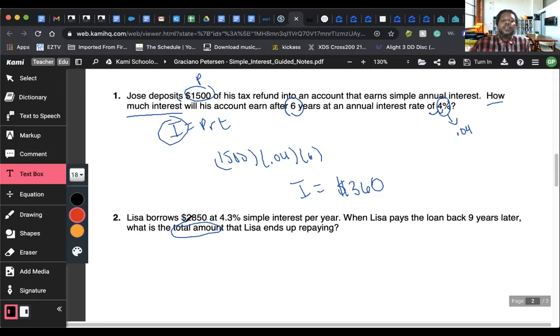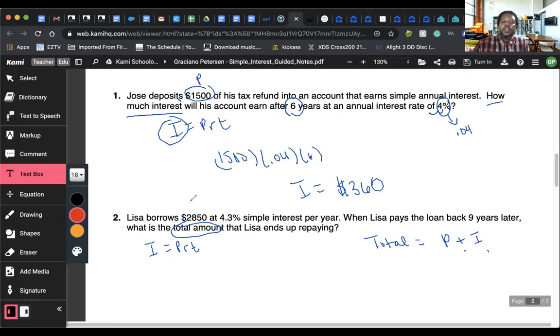Okay, so this is something we haven't seen yet before, but they're asking for the total amount. So here we have to find the interest, right? We're going to find the interest using I equals PRT. But then when we're done, to find the total, the total is going to be equal to the principal plus the interest. Whenever you're trying to find the total, it's going to be principal plus interest. So we're going to find the interest and we're going to add it to the principal to get the total.